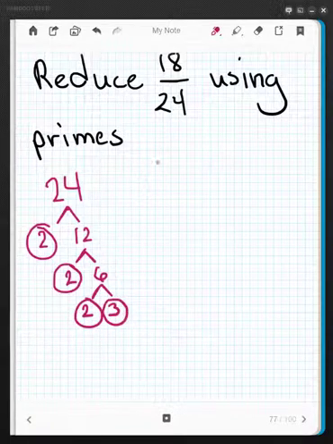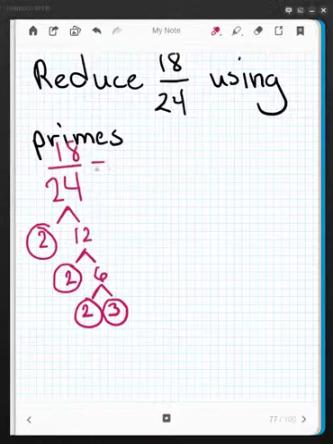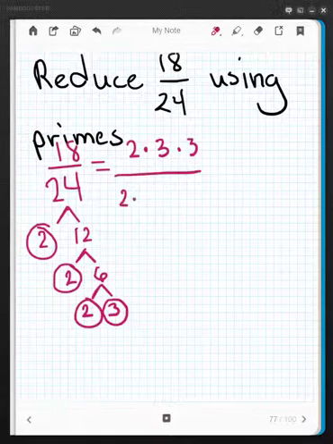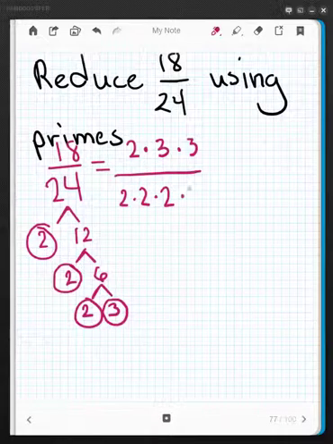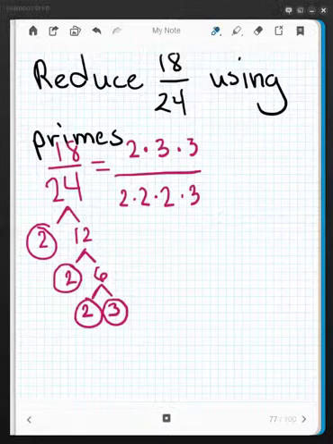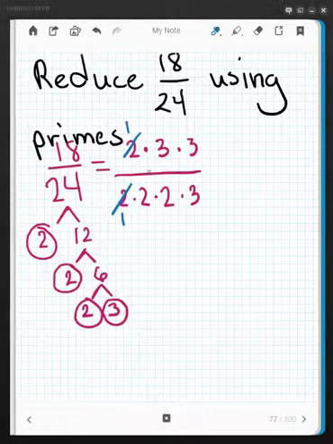So now I will write 24 as a product of its primes. So 18 looked like 2 times 3 times 3. And 24 looks like 2 times 2 times 2 times 3. Let's check it out, right? 2 times 3 is 6, 6 times 3 is 18, yes. 2 times 2 is 4, 4 times 2 is 8, and 8 times 3 is 24, yes. Now here's the canceling part. One of these goes with one of these. When you cancel, what you get is 1.